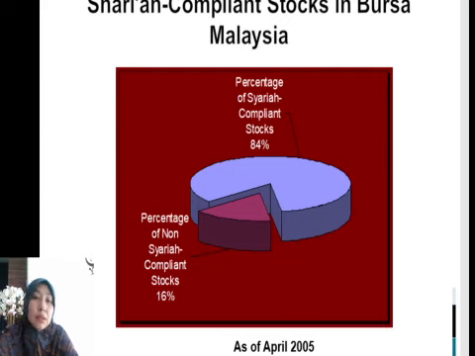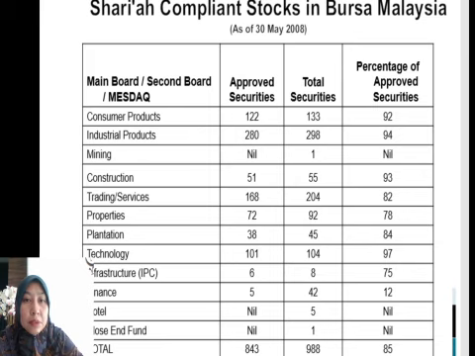This one is a very long, I think very outdated data. The percentage of Sharia compliant stock is 84%. Percentage of non-Sharia compliant stock is 60%. So I believe that the number has increased. So Sharia compliant stock in Bursa Malaysia: we have the consumer product, industry product, the mining, construction and trading services. So approved security, total security, percentage of approved security, high percentage.